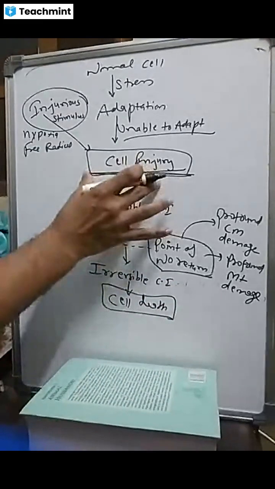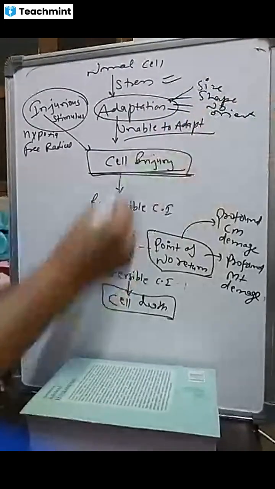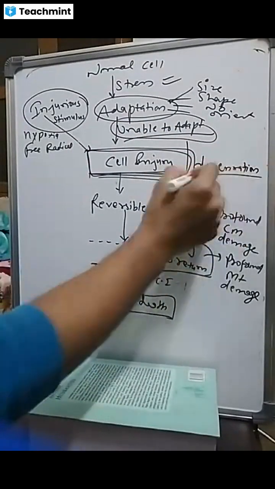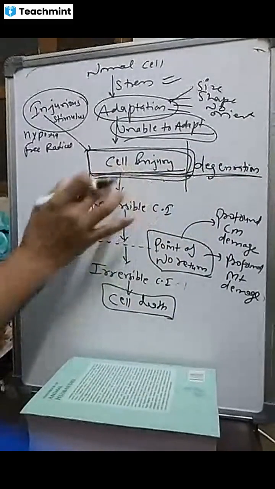So till here we have covered what is stress. With mild stress, the cell will undergo adaptation. That may be size, shape, number, or orientation. If the cell is unable to adapt, then cell injury will happen. This cell injury, in old terminology, was called degeneration. So in cell injury or degeneration, there are two ways: either the cell is unable to adapt, or there is a direct injurious stimulus like free radical or hypoxia.